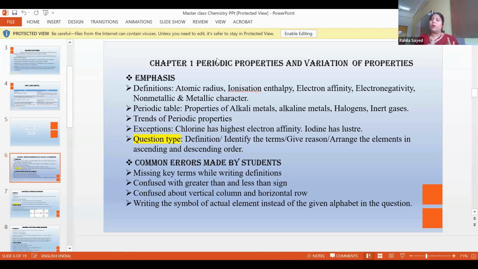If you are confused about the signs, don't put the signs. You can put commas also. Put the commas and arrange them in increasing order or decreasing order. If you are confused about the sign, don't use the signs.